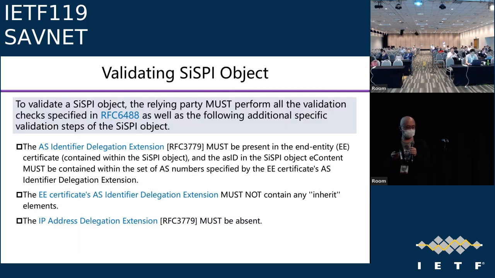To validate a SysP object, the relying party must perform all the validation checks as specified in RFC 6488, as well as the following additional specific validation steps, including the AS identifier delegation extension, the EE certificate's AS identifier delegation extension, and the IP address delegation extension. That one must be absent.